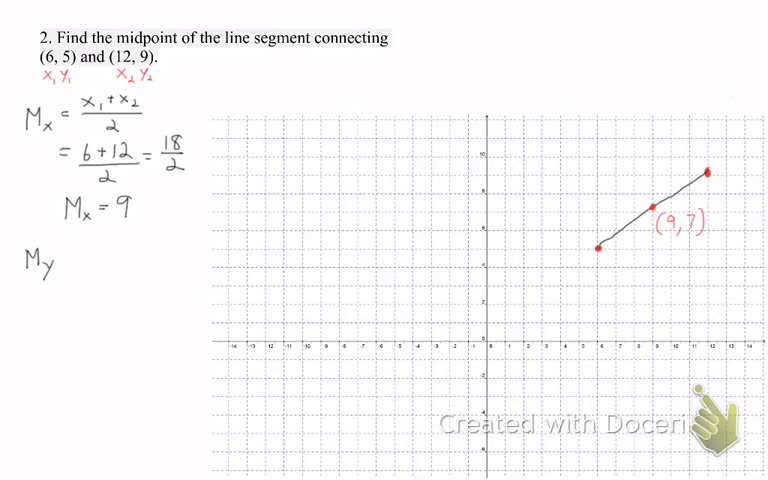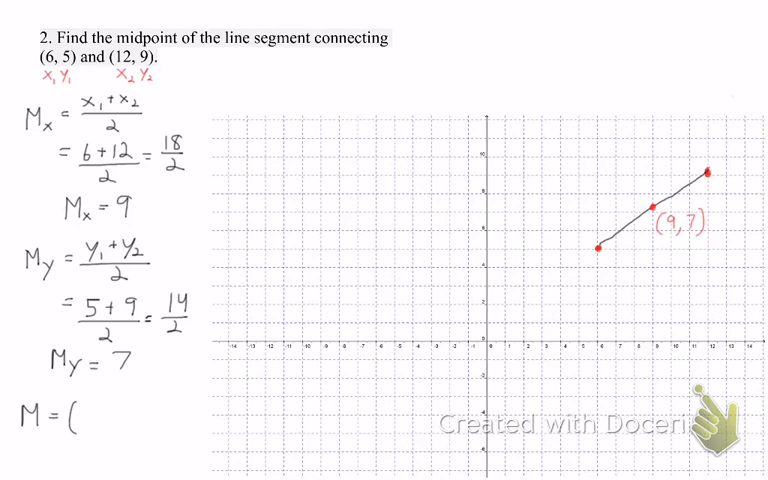All right, now let's do the same thing for our y. Our midpoint y-coordinate is equal to our y1 plus our y2 divided by 2. Substitute the information in. We get 5 plus 9 divided by 2, and we get 14 divided by 2. So our my is equal to 7. So when we write this, we can say that our midpoint is at the point 9, 7.